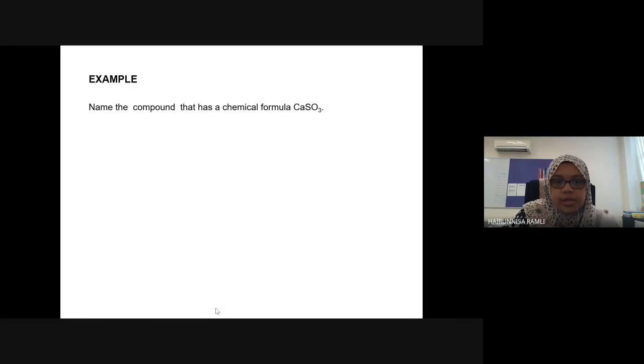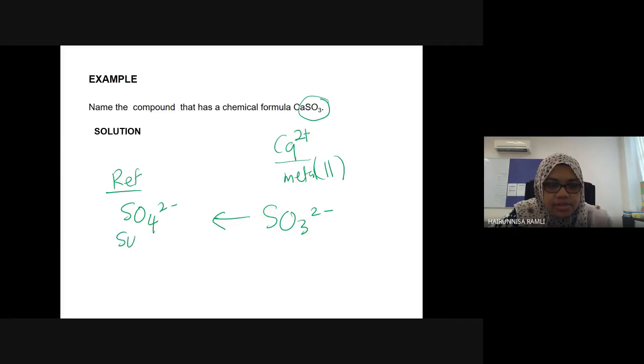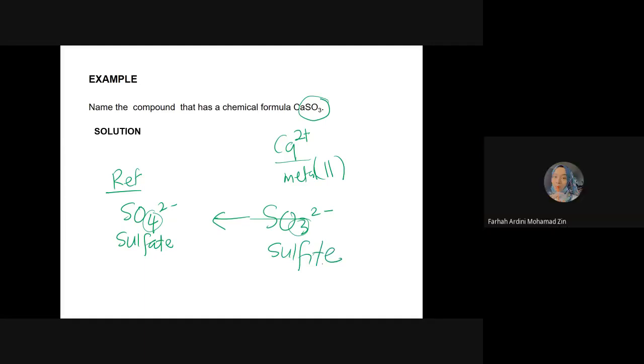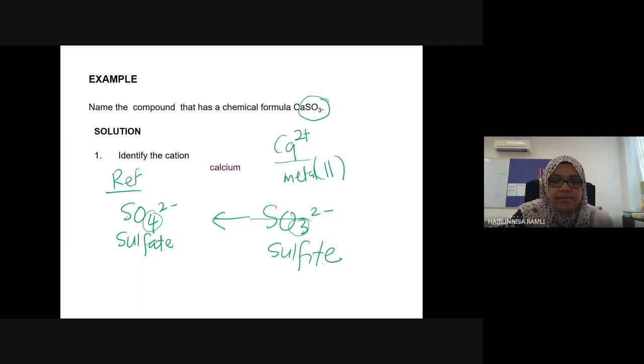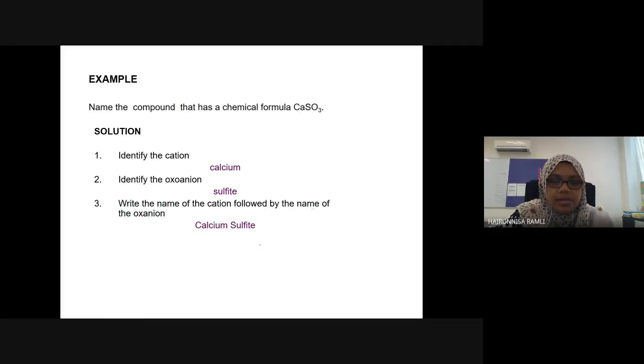So this one, I think you know it. You are going to take note of this one. For this case, SO3. We know Ca2+, because it is a group 2 metal. SO3 is 2-. Your reference is SO4 2-. This is your reference, so this is sulfate. You remove one oxygen, it will become 3. So now it will become sulfite. That's it. So this is its name.